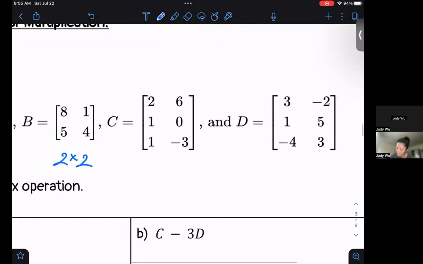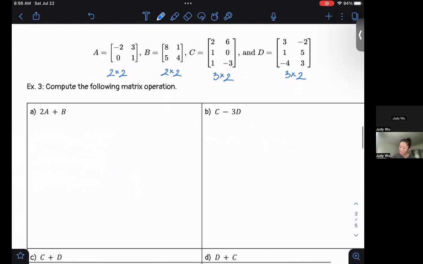Then we'll look at C and D, and we have 3 rows and 2 columns. So this is not a 2 by 3, but a 3 by 2. And same thing for D. We have 3 rows and 2 columns, so 3 by 2. Okay?